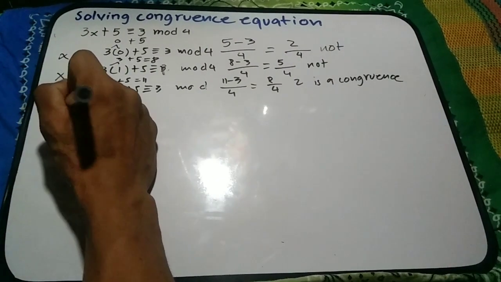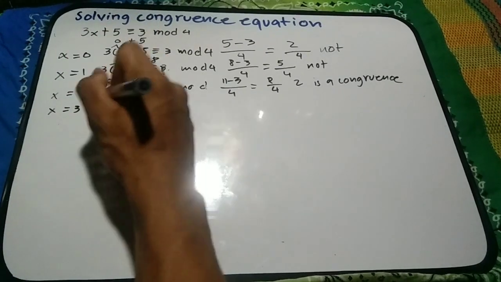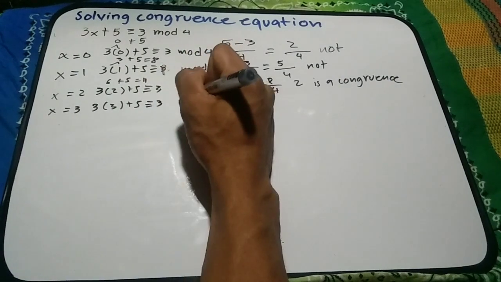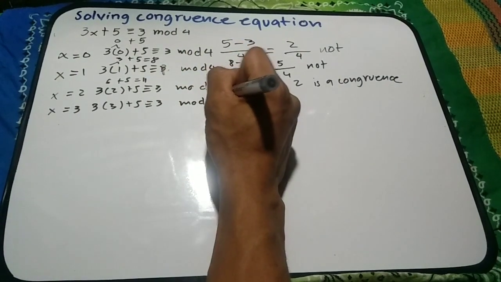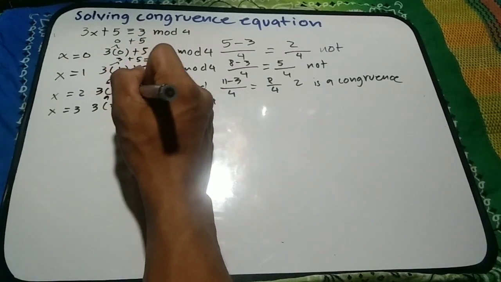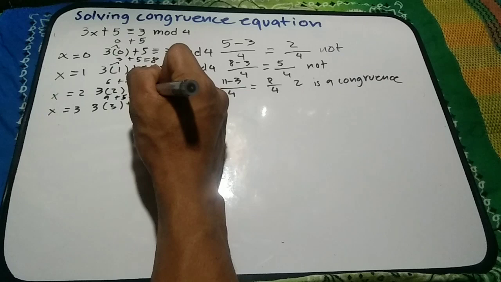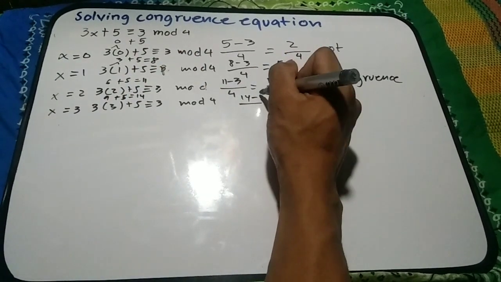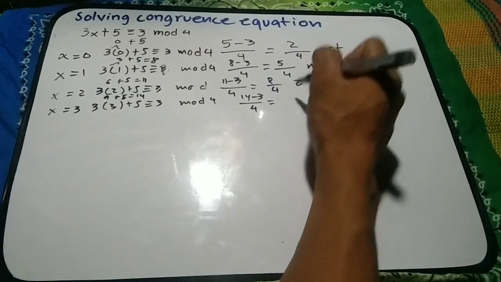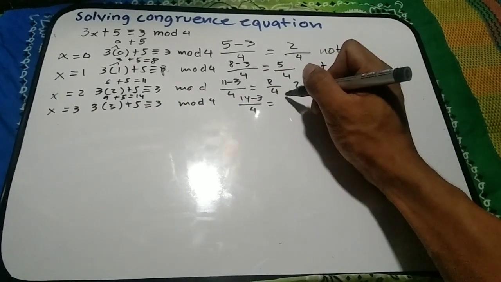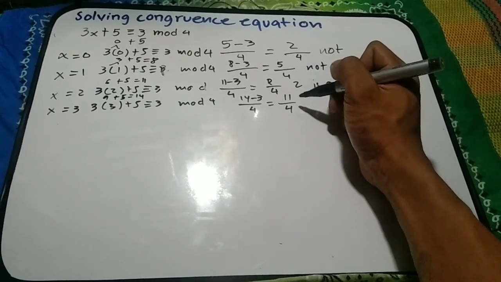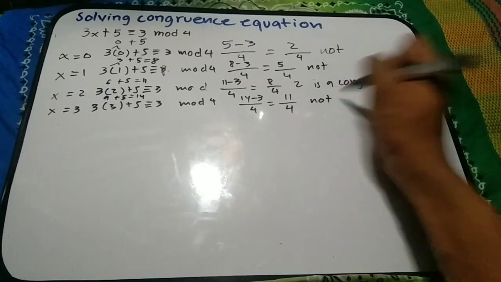If x is equal to 3, 3 times 3 plus 5 congruent to 3 mod 4. 3 times 3, 9 plus 5 equals 14. 14 minus 3 over 4 equals 11 over 4. This is not a solution.